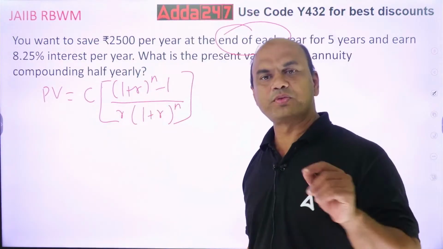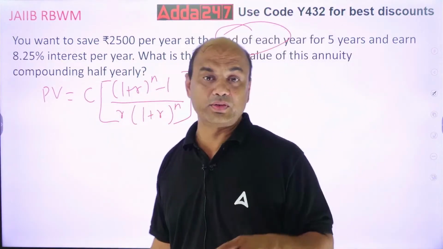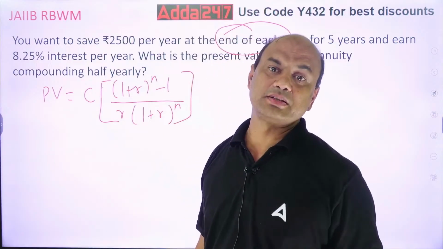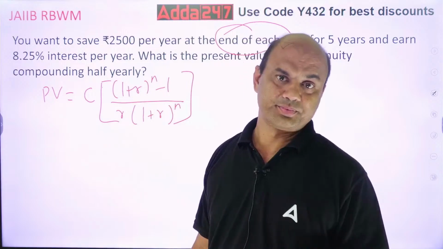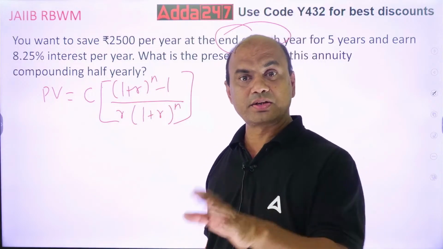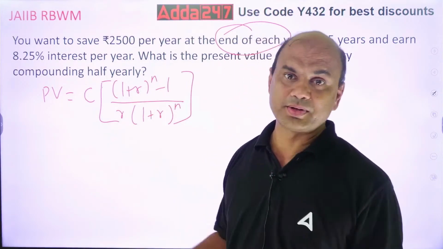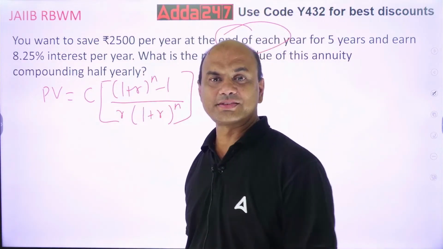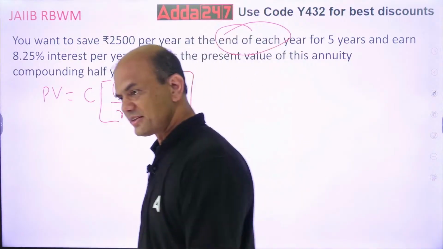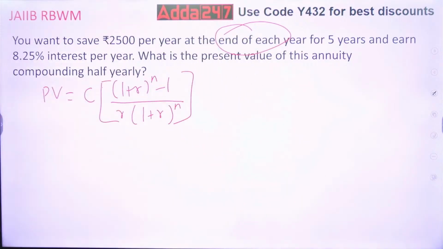At the end of each year means what is this annuity? Just type in the comment section. Is it ordinary annuity or is it due? Let me see how many of you are typing it correctly. Ordinary or due?